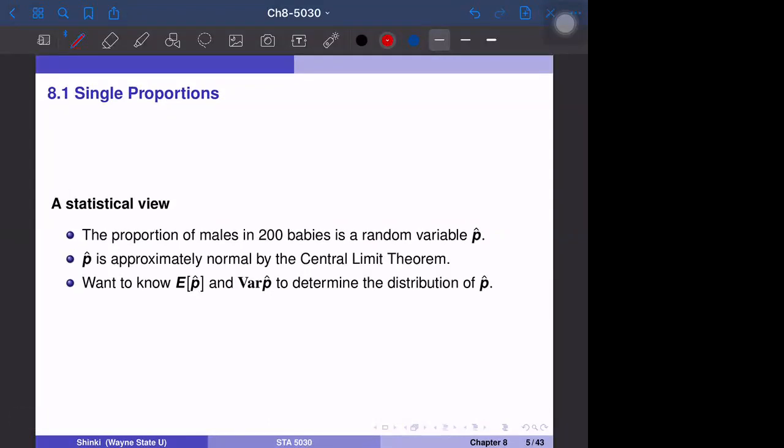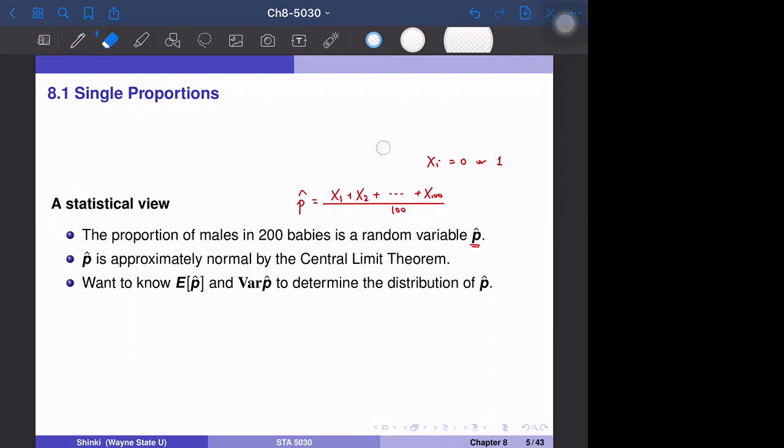But this is just an idea, and we can develop the exact formula using statistical theory. A statistical view is that the proportion of males in 200 babies is a random variable. Even if we have true probability p, every time there is some randomness, so p hat may be 0.508 or 0.482. So this is a random variable. And p hat is approximately normal by the central limit theorem, because p hat is basically the average of 200 observations, and each observation is either 0 or 1. Maybe 0 means female and 1 means male. So each xi is either 0 or 1 with 50% probability, and p hat is a sample mean. And x1 to x200 are independent and identically distributed random variables. So p hat is approximately normal.